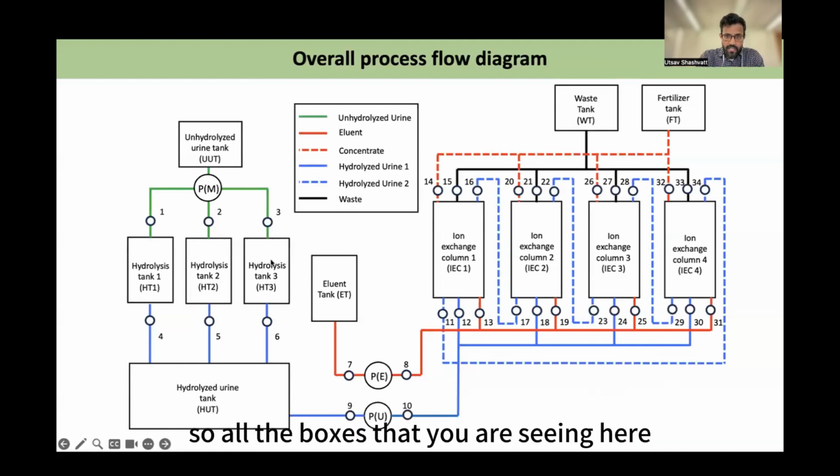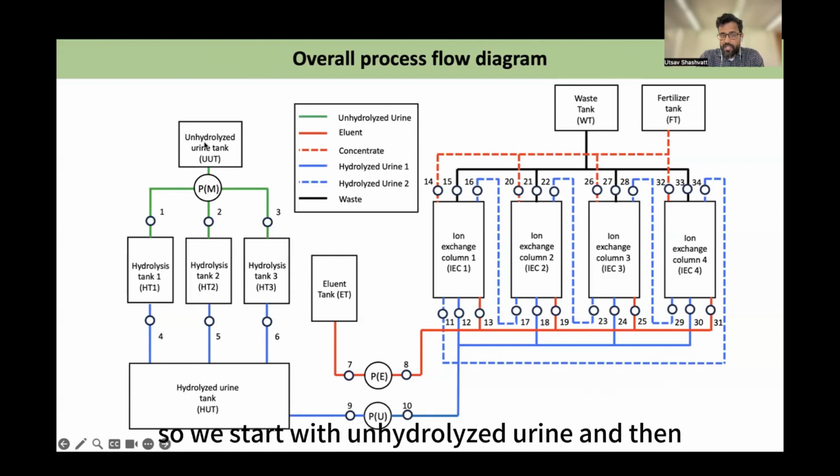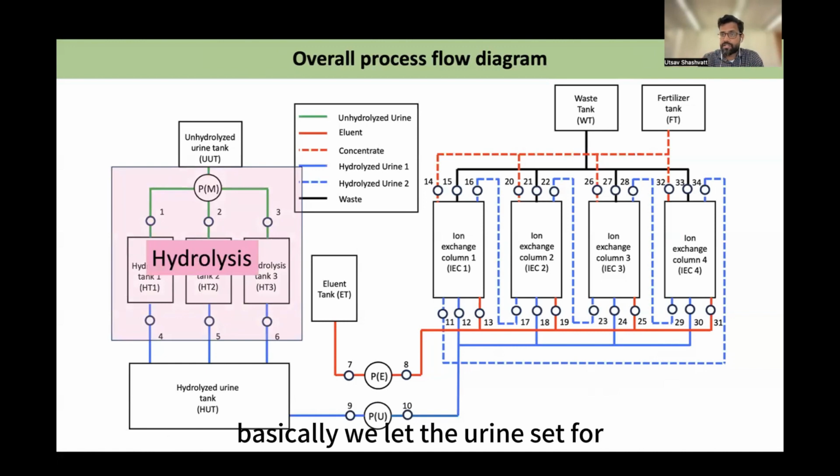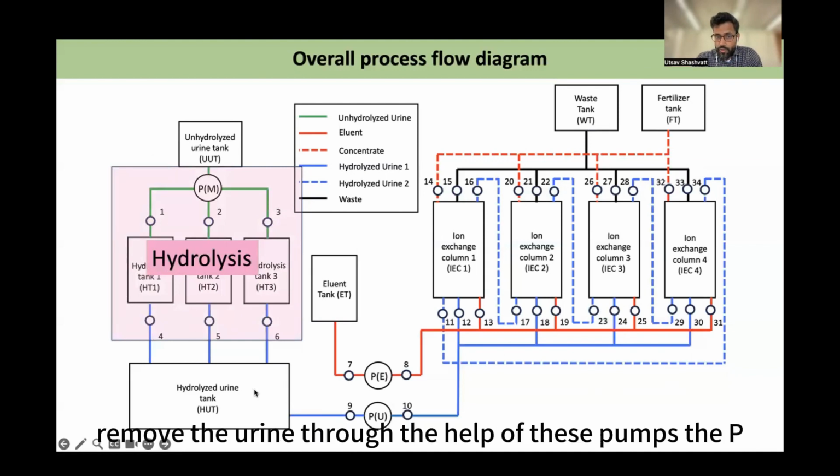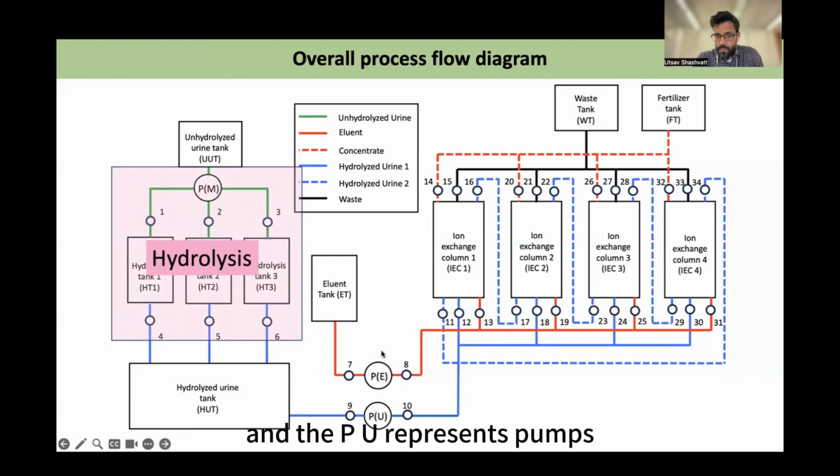All the boxes that you are seeing here are tanks or columns. We start with unhydrolyzed urine, and then that urine is moved into 3 of these tanks where the hydrolysis happens. Here, we let the urine sit for 18 to 24 hours to convert the urea into ammonium. Once this is accomplished, we move the urine with the help of these pumps. The PE and the PU represent pumps, and they move the urine into these different ion exchange columns.